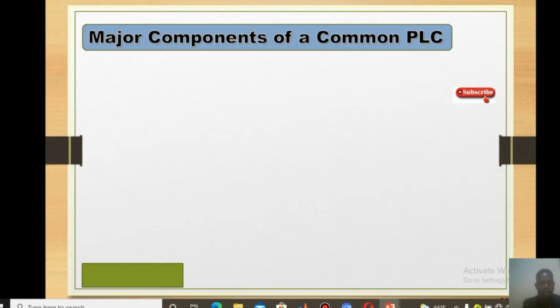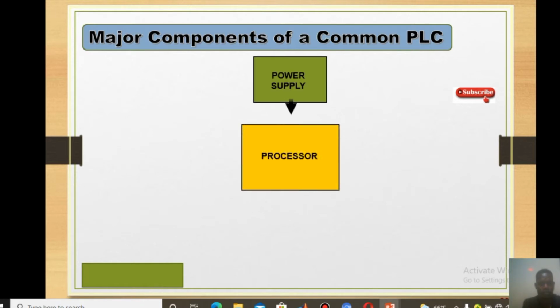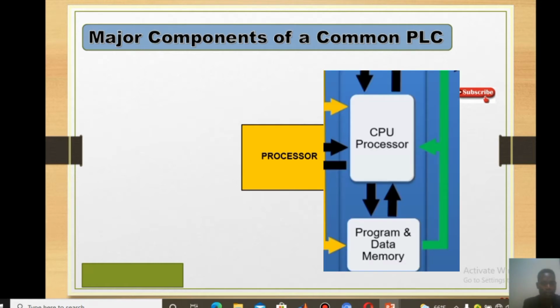The physical structure is very important in order to build a given PLC. You can see this processor, which is said to be the central processing unit, the CPU, with a memory: random access memory and read-only memory, or in other words a RAM and a ROM. So CPU is the central processor. The processor includes the CPU and the memory. In the memory we have random access memory and read-only memory. Those items are categorized under this processor.